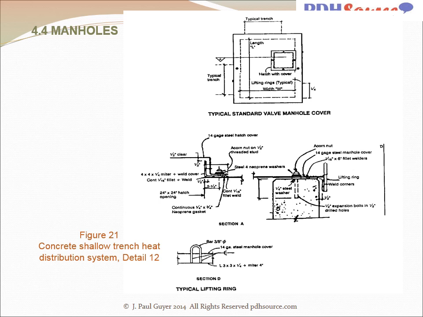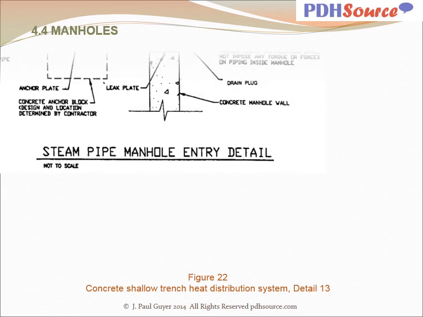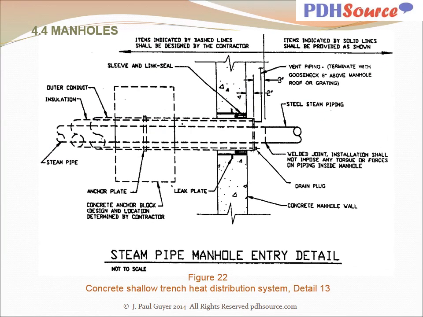Figure 21 on slide 108 indicates a typical standard valve manhole cover and typical lifting ring. Figure 21 is identified as detail 12. And figure 22 on slide 109 indicates steam pipe manhole entry detail for concrete shallow trench heat distribution systems identified as detail 13.